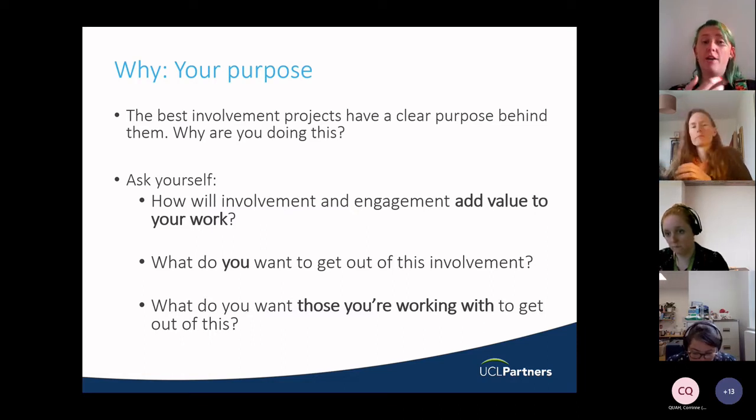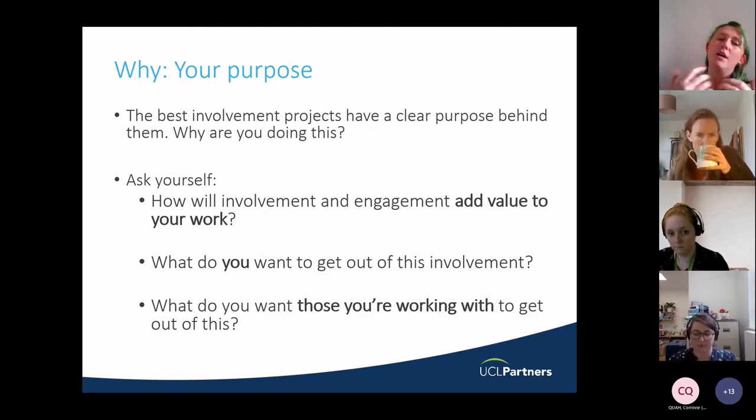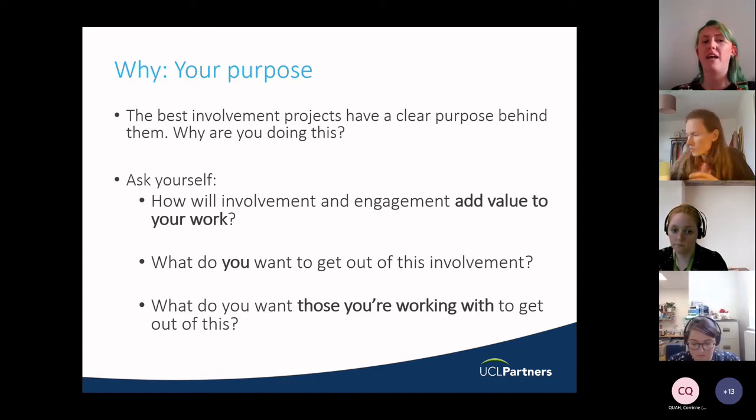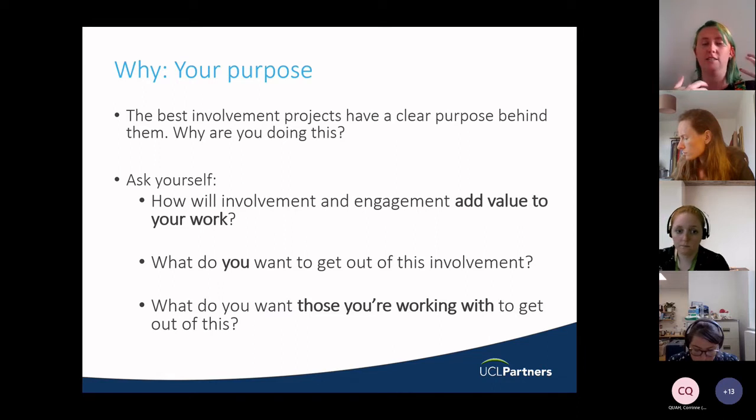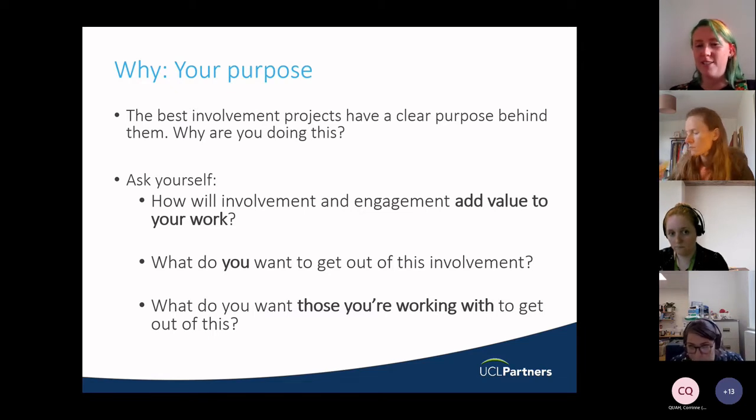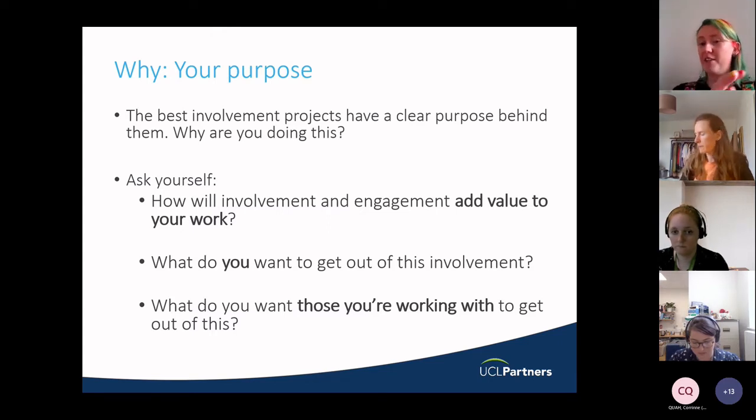To get yourself to the position where you actually know what your purpose is, you should ask yourself 3 core questions. So spend some time thinking about how involvement and engagement can add value to your work. Ultimately, what do you want to happen to your work as a consequence of involving patients, carers and members of the public? Is it that you want more realistic simulations? Is it that you want to shape healthcare pathways through simulated practice? Is it that you want to have new stories to tell? All of these are really valid things to want to do, but you need to think about that and define it right from the start.